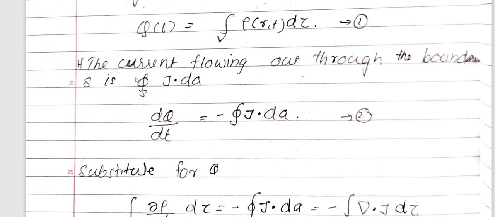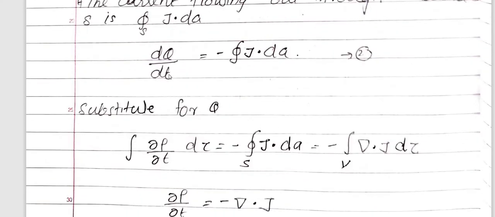So this is the charge conservation law. dQ by dt, the change in charge, is equal to minus the closed integral of j dot dA. If there is a change in some region, it is equal to the current flowing out through the boundary. Substituting for Q, we know that Q is nothing but the integral of rho d tau. So this can be written as the integral of dou rho by dou t d tau, equal to minus the closed integral of j dot dA. Using the divergence theorem, we can change the surface integral into a volume integral.